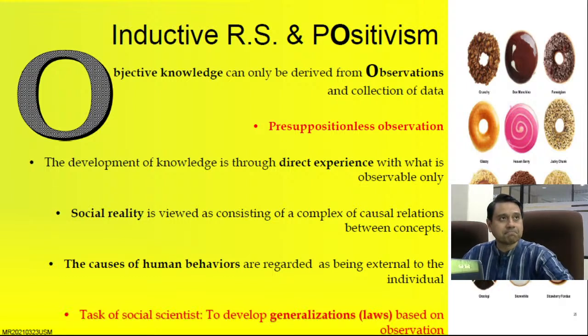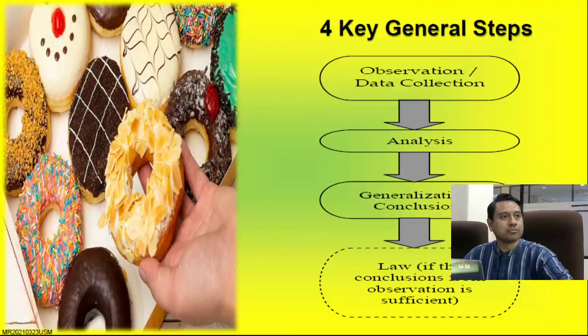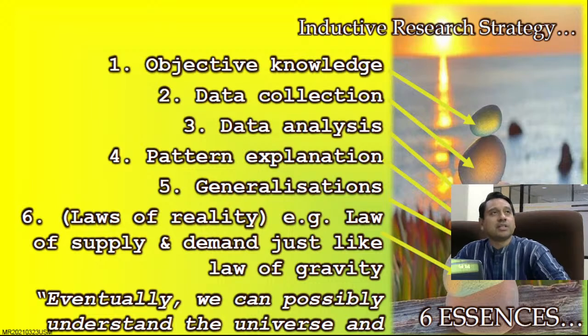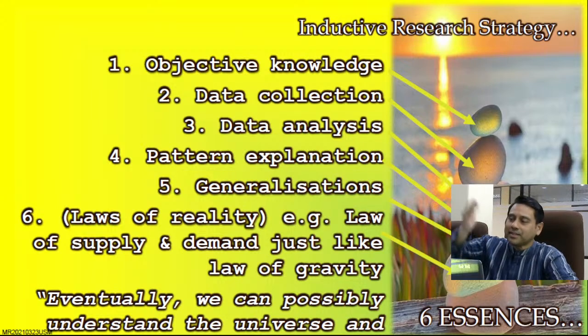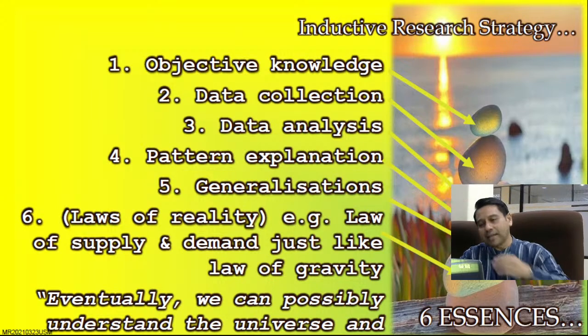So the next one, please. Okay. So inductive research strategy, there are 6 essences. Objective knowledge, we talk about this. Data collection, so they emphasize on data collection. After data collection, you do data analysis, like you analyze the concepts, the relations between concepts, and you see patterns emerging from the data, and from the patterns, you can have generalizations. Eventually, it is the aspiration, the hope, the dream of inductive research is to come up with laws, right? Laws of reality, just like the laws of supply and demand, just like the law of gravity.